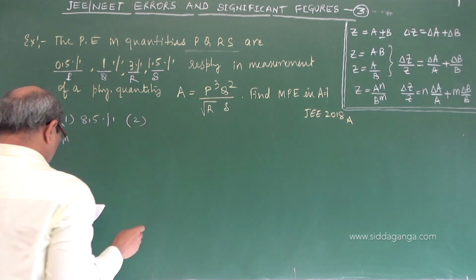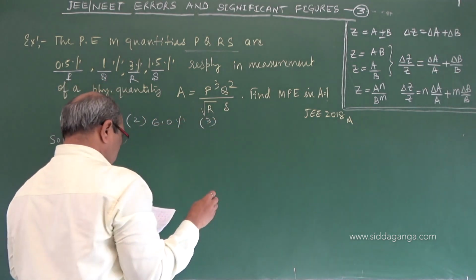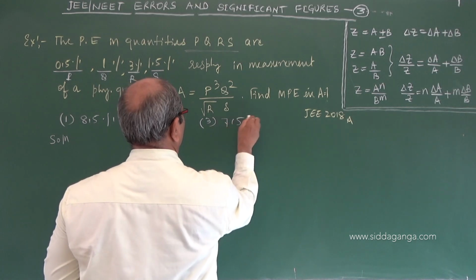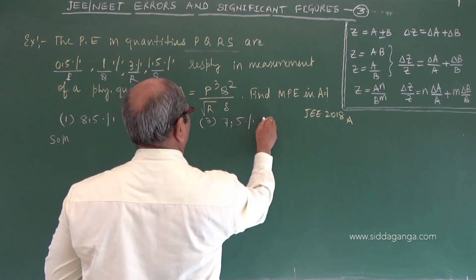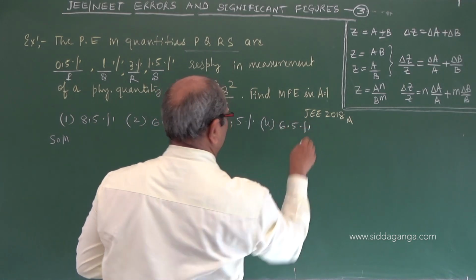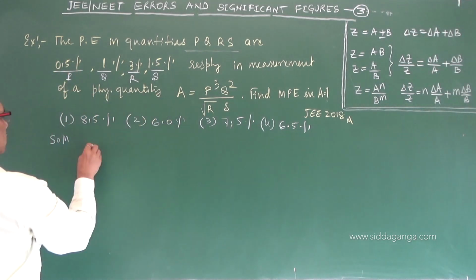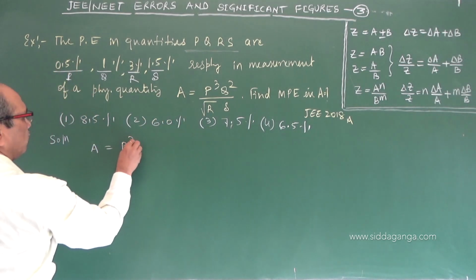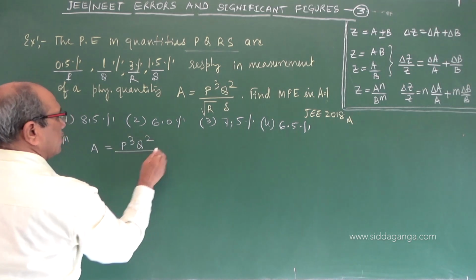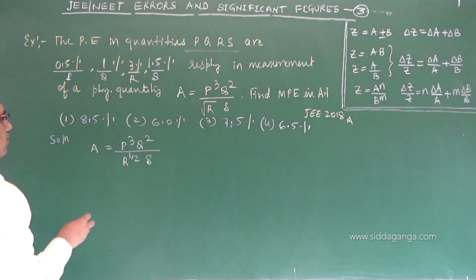The options are 8.5%, the second one is 6%, the third one is 7.5%, and the fourth one is 6.5%. Which one is right? We have to find out. So first write the formula: P cube Q square by R power half into S.